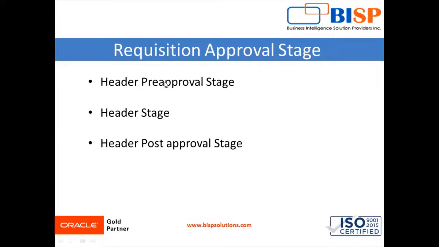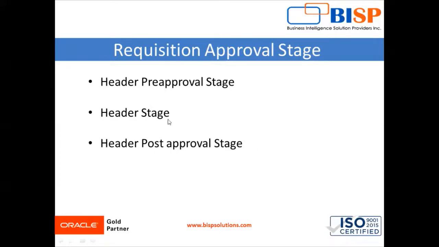If you want to pre-approve your requisition, then you have to select the pre-approval stage node, the header pre-approval stage node. In this, you can approve your requisition before your actual requisition is generated. Now if you want to review your requisition, you can select the post-approval node. In the post-approval node, the employee or person will accept the requisition which is sent to the supervisor in the header.